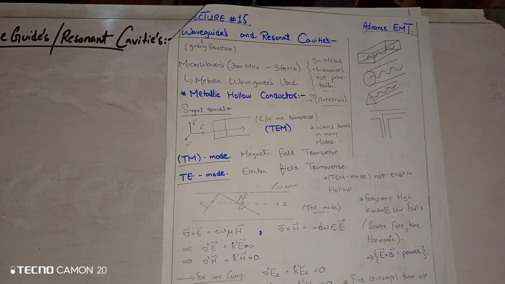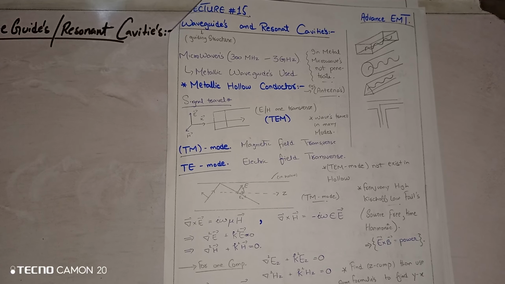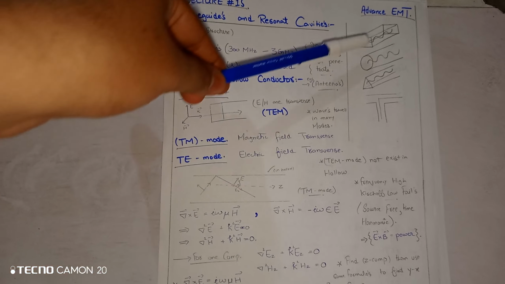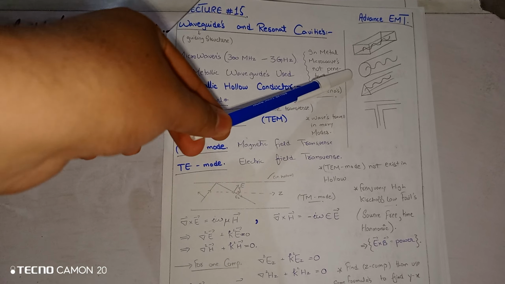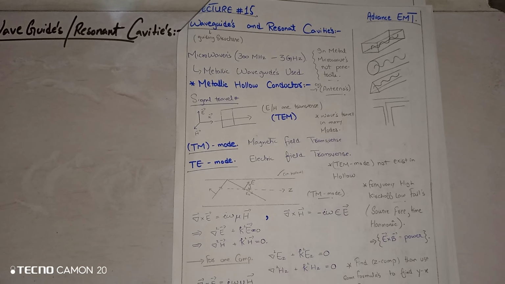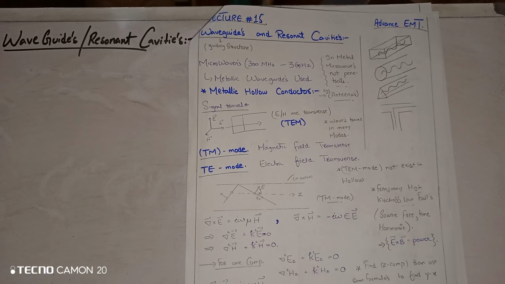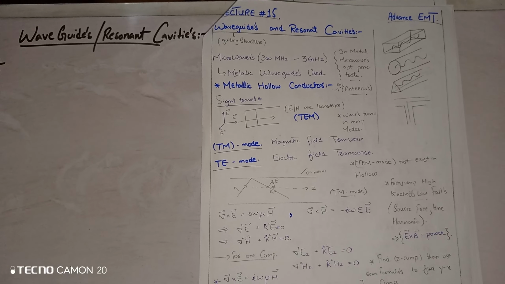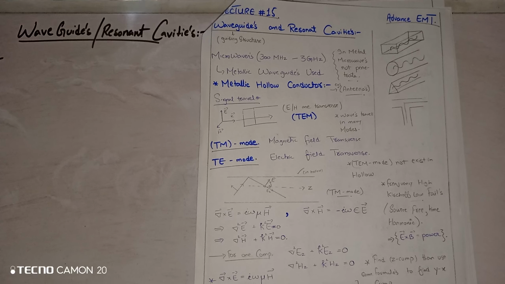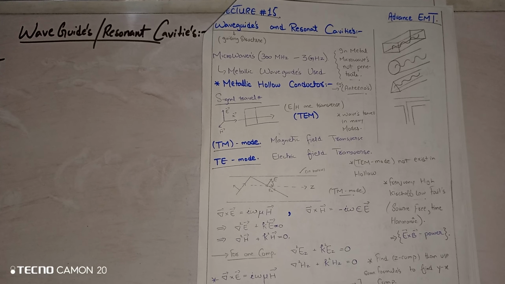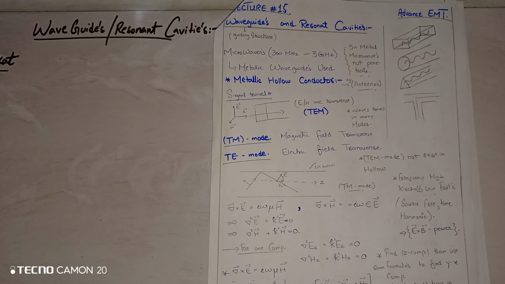There are many types of guiding structures, but the mostly used are the rectangular type and the cylindrical type. Cylindrical waveguides have a very good application in the optical fiber. You know that this cylindrical type of waveguide is used in optical fiber for communication systems, for the transfer of light from one place to another.